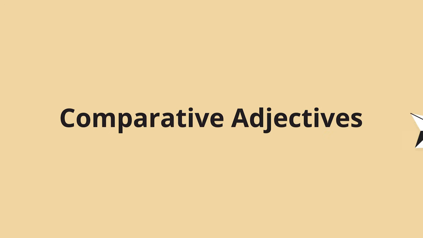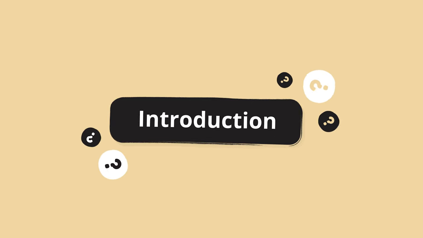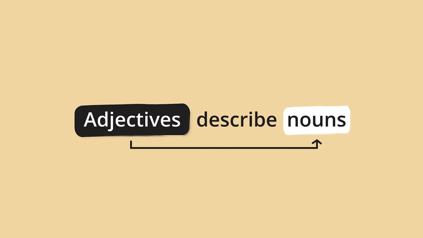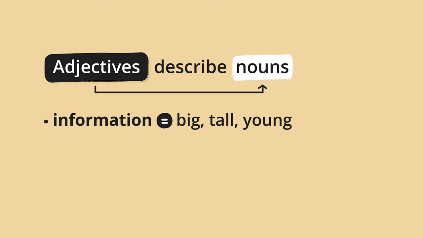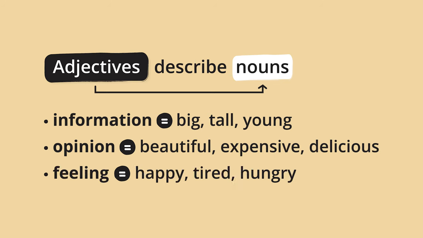Comparative Adjectives. What are adjectives? Adjectives are words that describe nouns. Adjectives can give us information such as the size or age of a noun. Adjectives can also tell us someone's opinion about a noun or describe how someone is feeling.